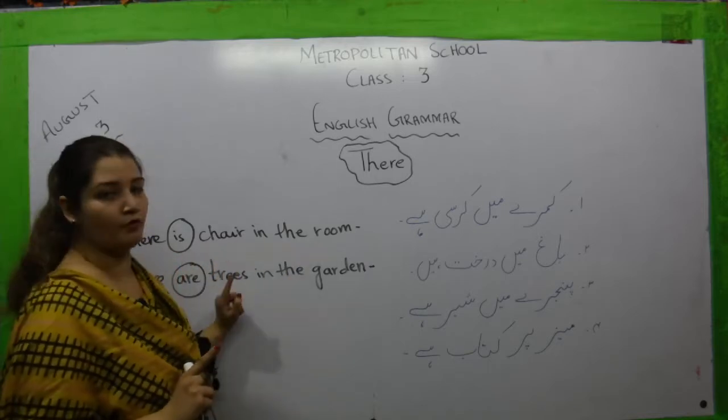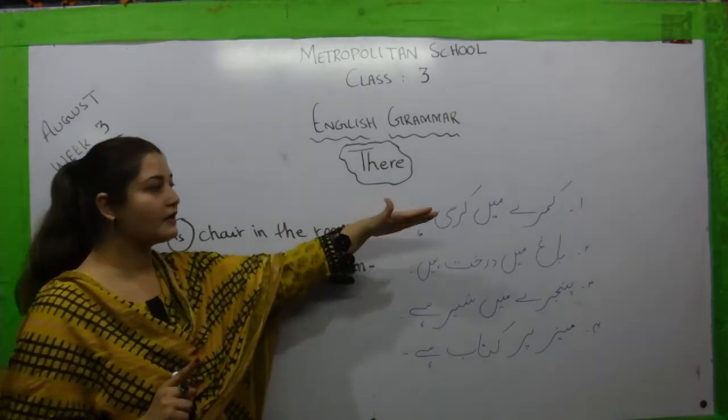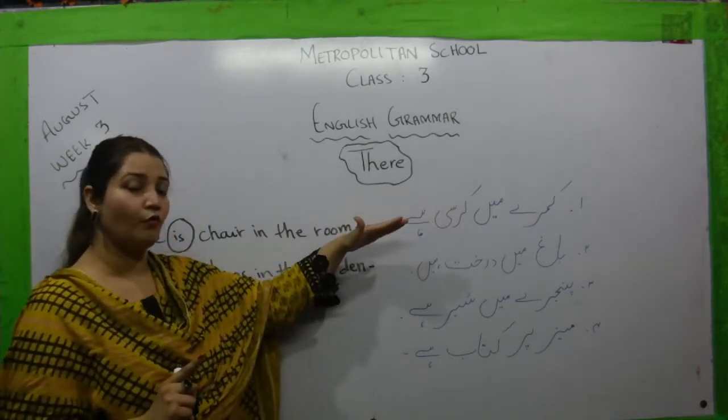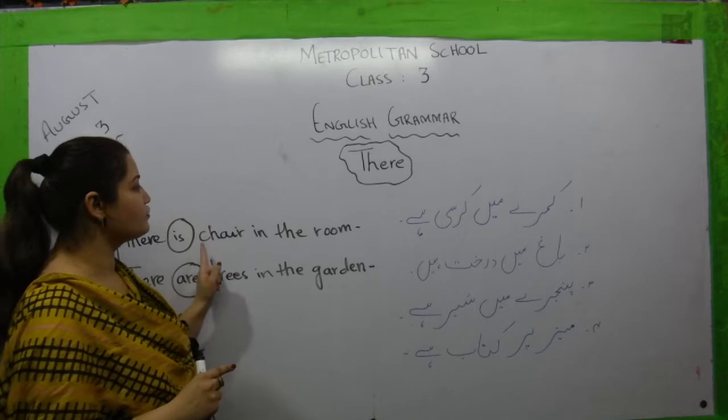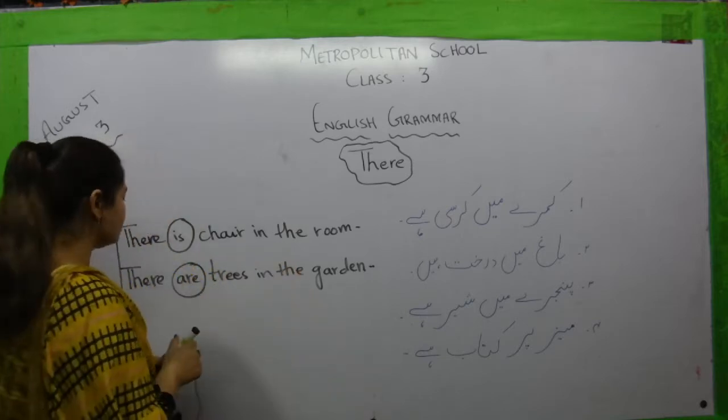There is chair in the room. अगर यहाँ पे ये होता कि कमरे में कुर्सियाँ हैं, so what will be the change? There are chairs in the room, right? So this is the difference.